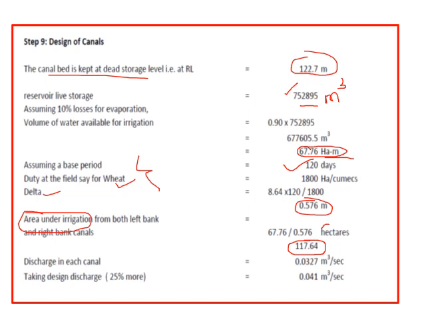Now you can decide about the discharge in each of the canals. That is the area divided by the duty, and hence divided by 2, because there are two canals. For one canal, the discharge can be 0.0327 meter cube per second. Allowing for the losses, you can take 25% more. So 1.25 into this gives 0.041 meter cube per second.